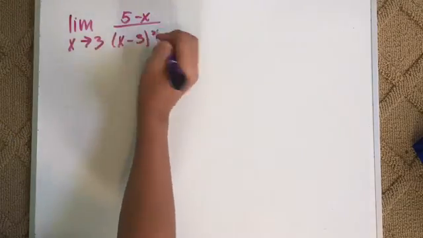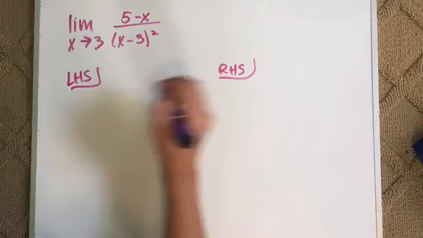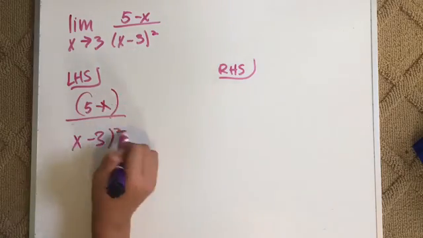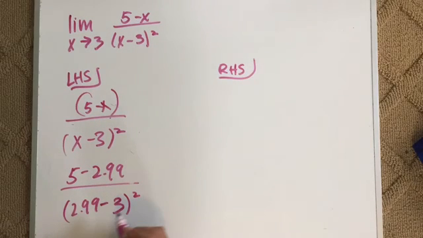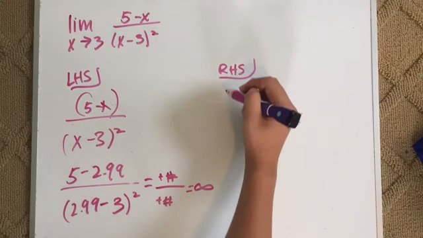One last one. The limit as x approaches 3 of 5 minus x over x minus 3 squared. So our left-hand side is 5 minus x over x minus 3 squared. Since there's no method to really simplify, we have to plug in values closest to 3 from the left. So we have 5 minus 2.99 over 2.99 minus 3 squared. And if we simplify that, we get a positive number over a positive number, so it would equal positive infinity.